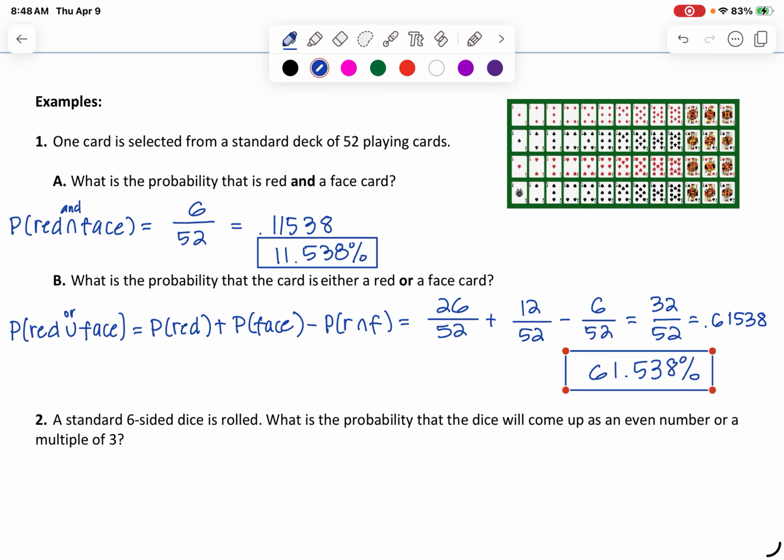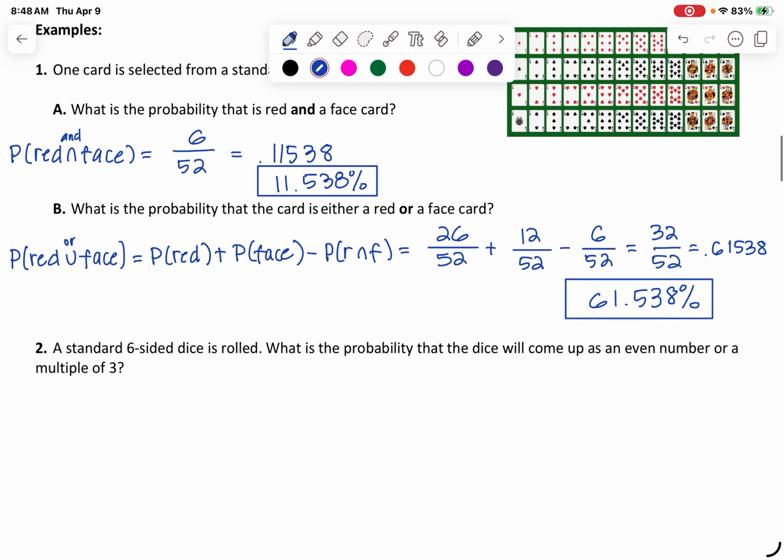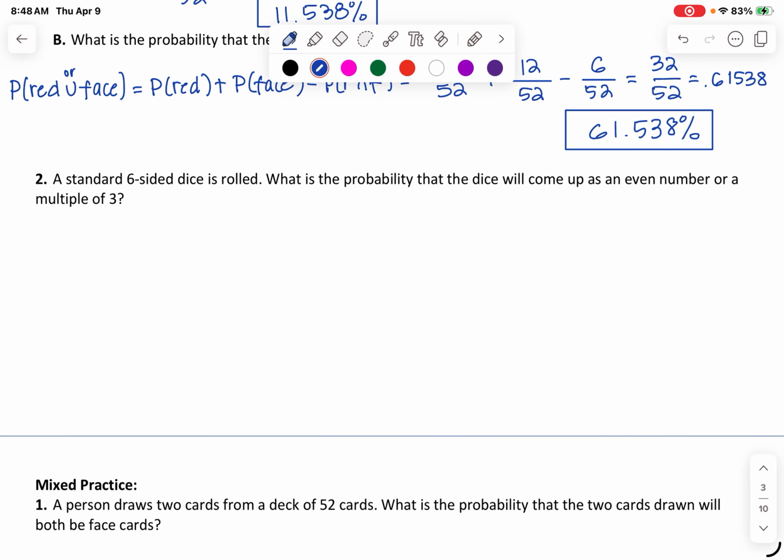So much more likely to choose a red or face card than to choose a red face card. Makes sense? All right, next we're talking about a die.